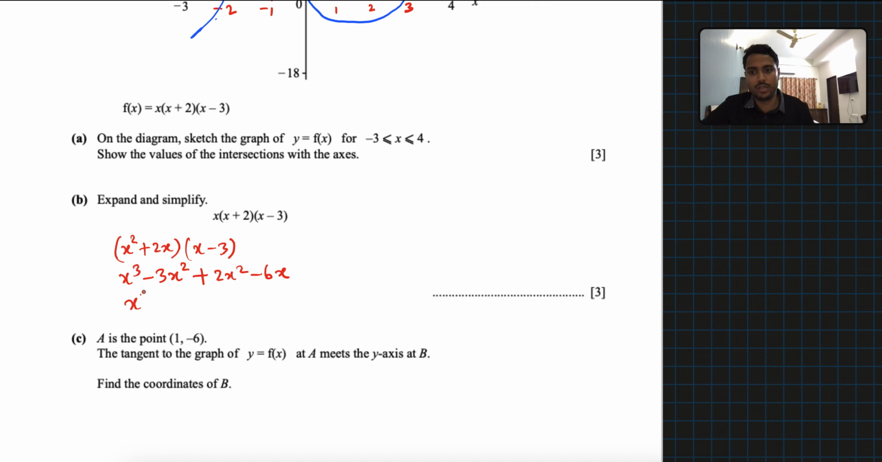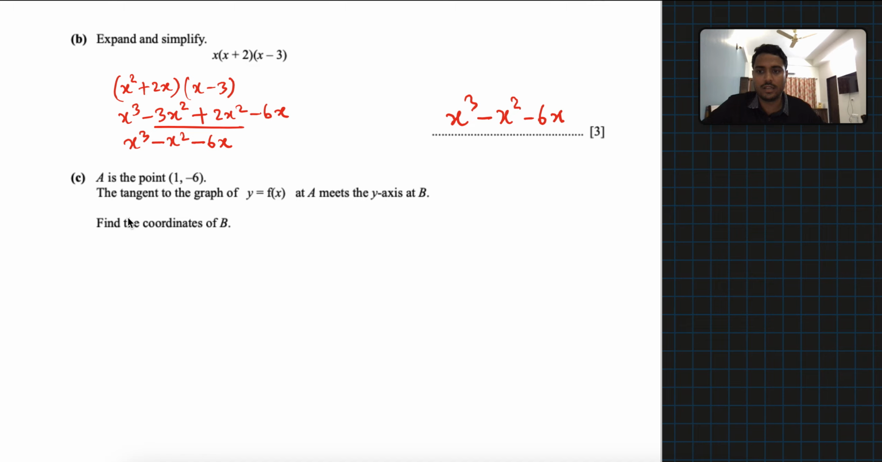So this is going to be x cubed. These are like terms, so minus x squared, and then minus 6x. So this is going to be x cubed minus 2x squared, not 2x squared, it is just x squared, and minus 6x. This is going to be the answer.